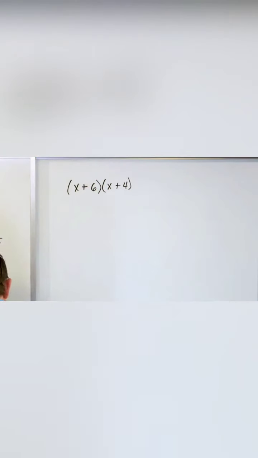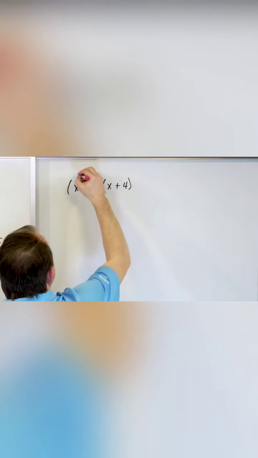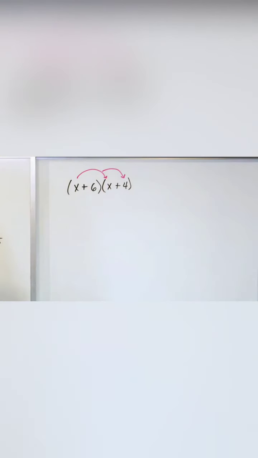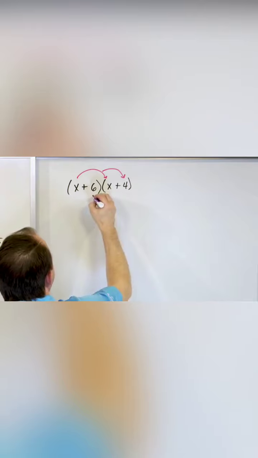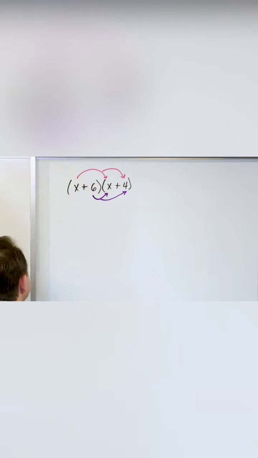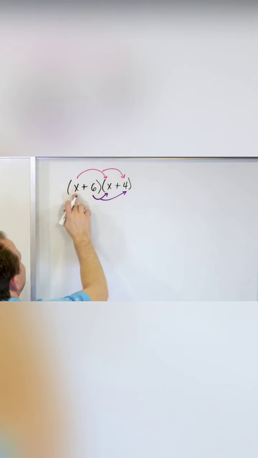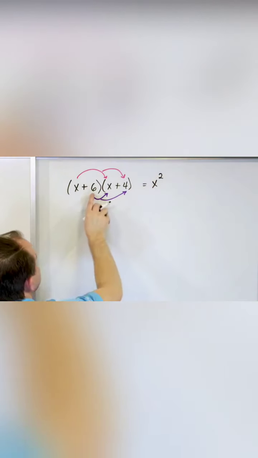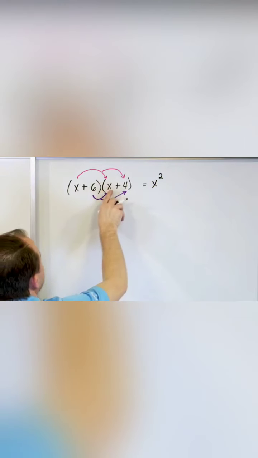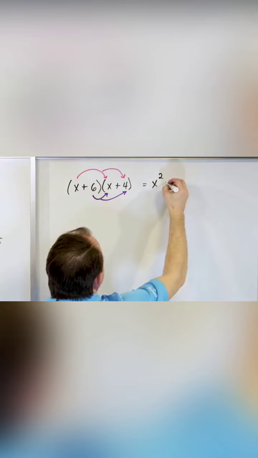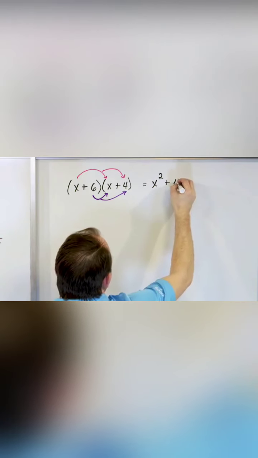So the x times the x, let me go ahead and, for this one case, draw my little arrows because I'm going to be coming up that direction. I'm going to do a different color for the bottom ones, like this. So when we do the first guy, x times x will give me x squared. And then x times the other guy over here, x times 4, is 4x.